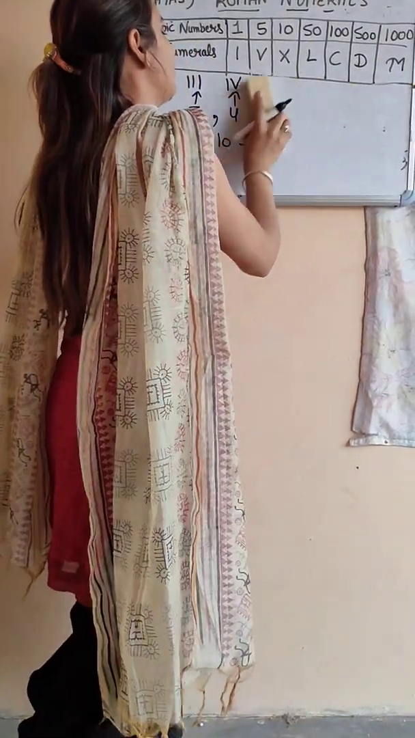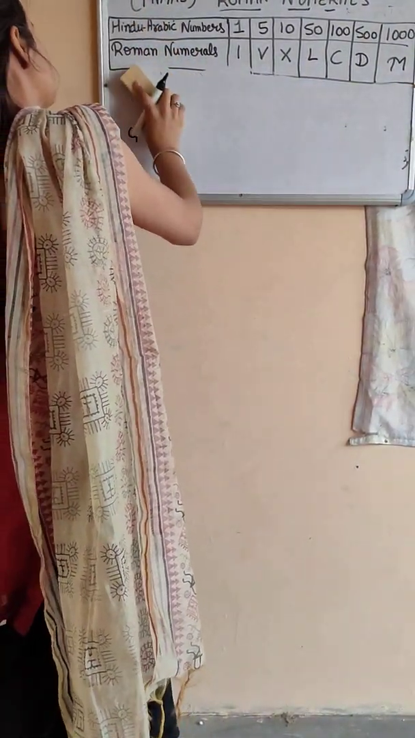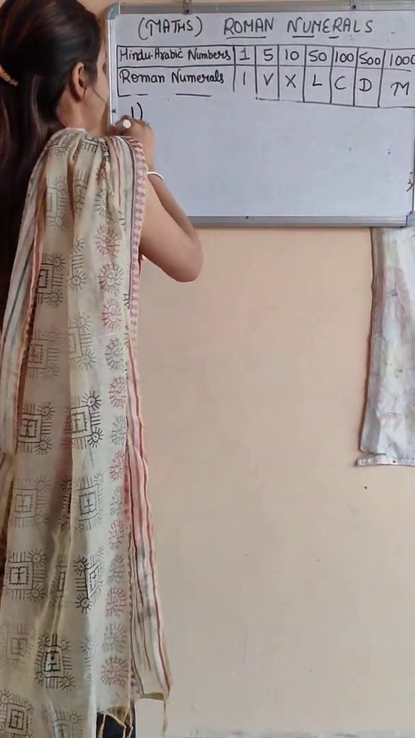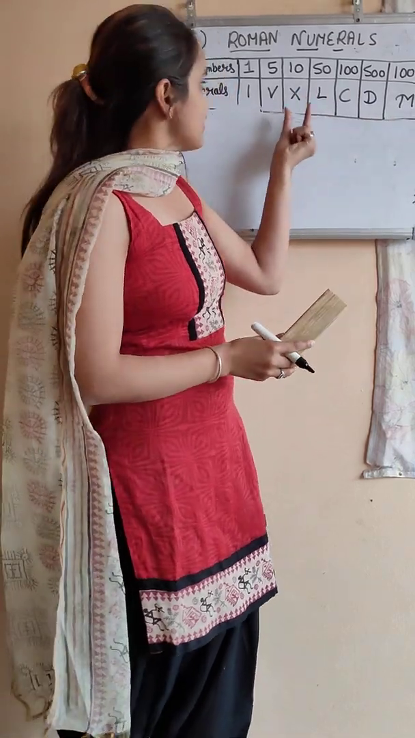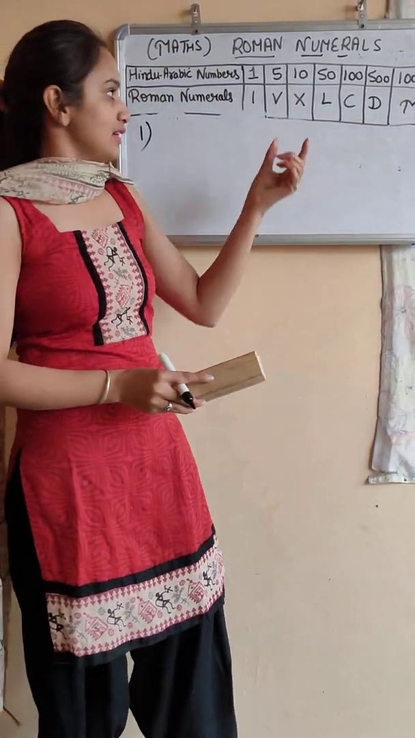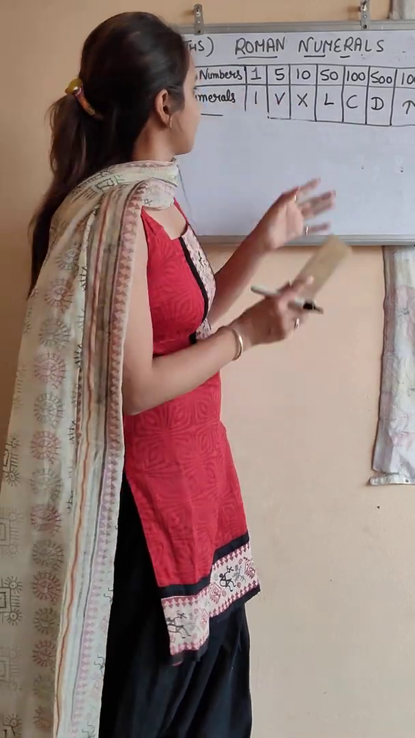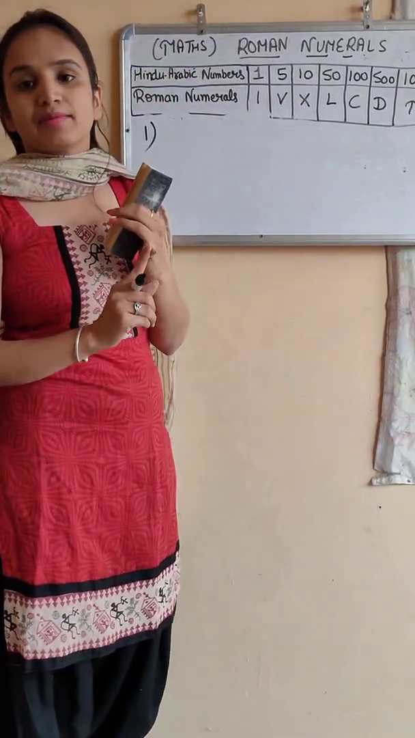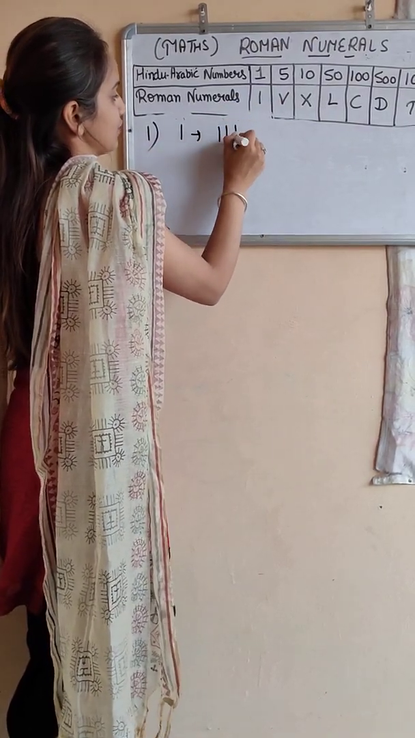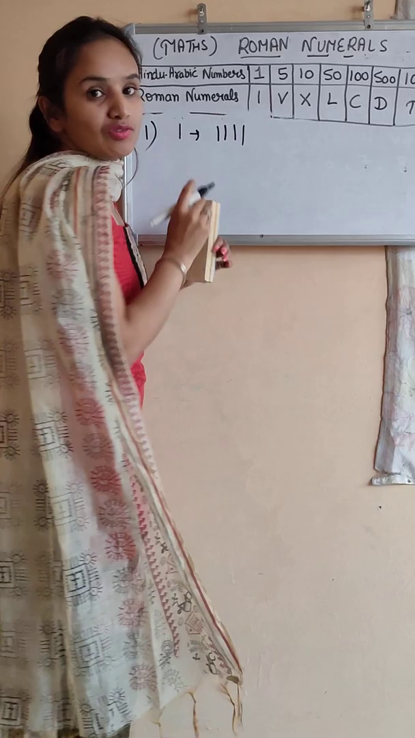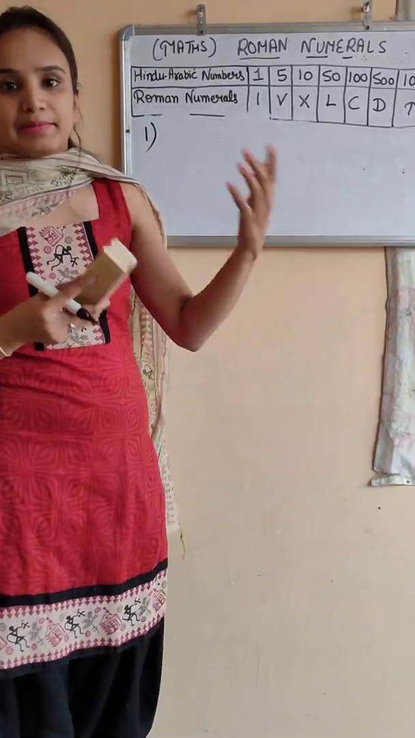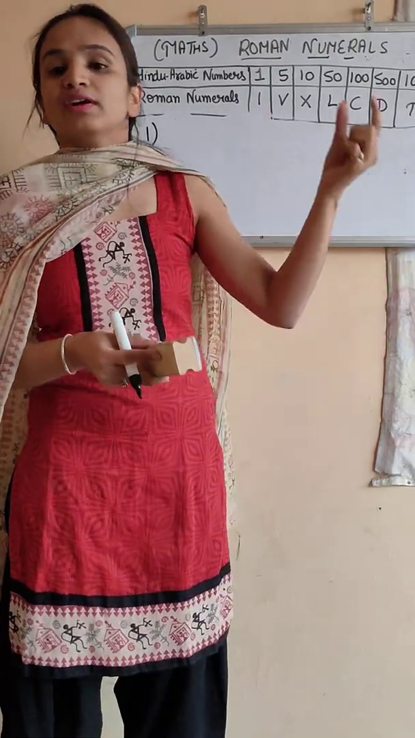Okay. How will we write other numbers? We have some rules. The first rule is every symbol can be repeated a maximum of 3 times. That means if we repeat this I, 1, 2, 3, we can't write it a 4th time. So our first rule is every symbol can be repeated a maximum of 3 times.